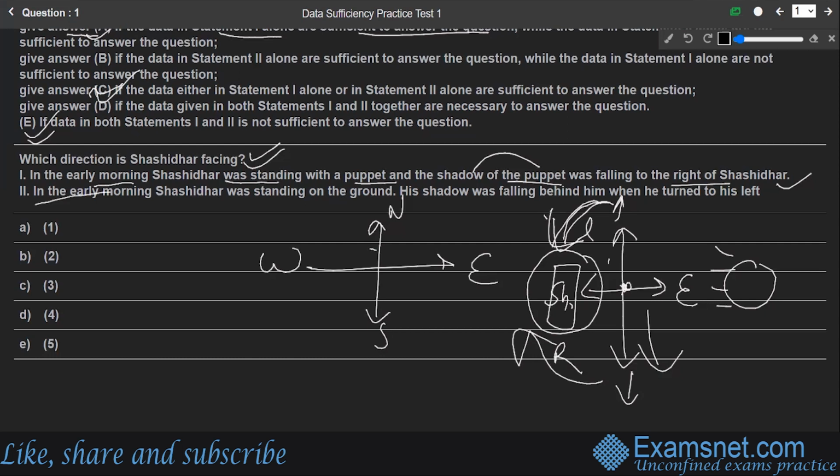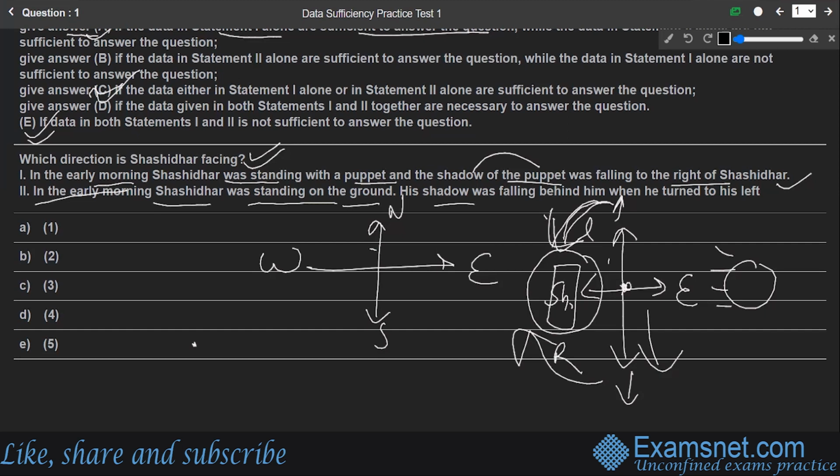Statement number second says, in the early morning, Shashidhar was standing on the ground. His shadow was falling behind him when he turned to his left. Okay, so wheresoever he was facing initially, when he turned to his left, the shadow fell behind him. Then we are supposed to answer: which direction was Shashidhar facing?